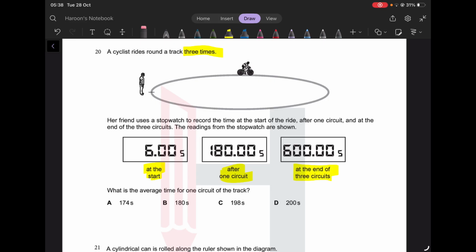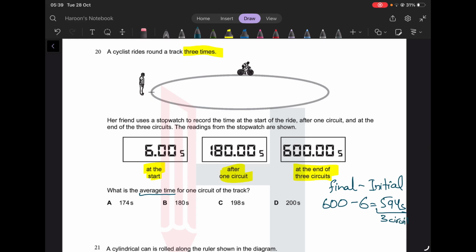So what is the average time? For average, what we need to do is take the reading of all 3 circuits combined and divide by the number of circuits, which would be 3. So I'll just use final minus initial to remove the zero error. The final reading would be 600 minus 6, 594 seconds. This is for 3 circuits.